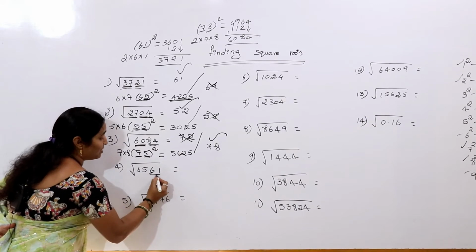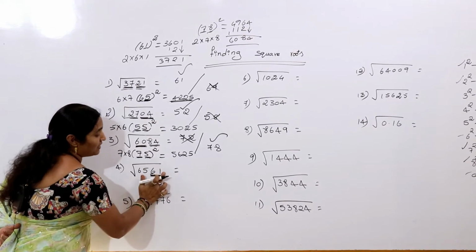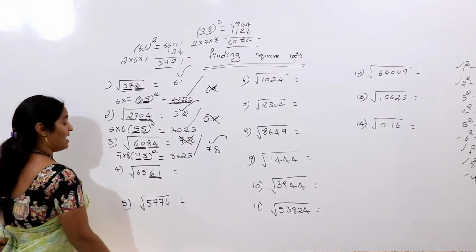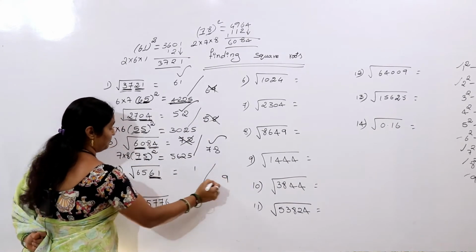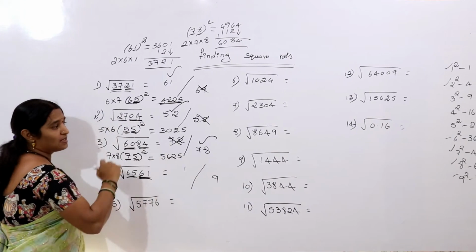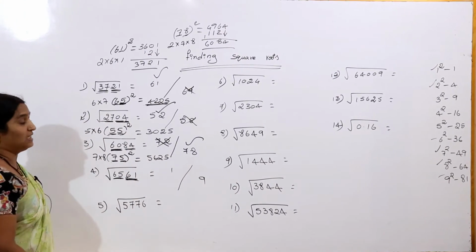Now take the last two digits of the given number, which ends with 1. What are the square numbers that end with 1? 1 or 9. The remaining digits are 65. What is the nearest square number which is nearer to 65?